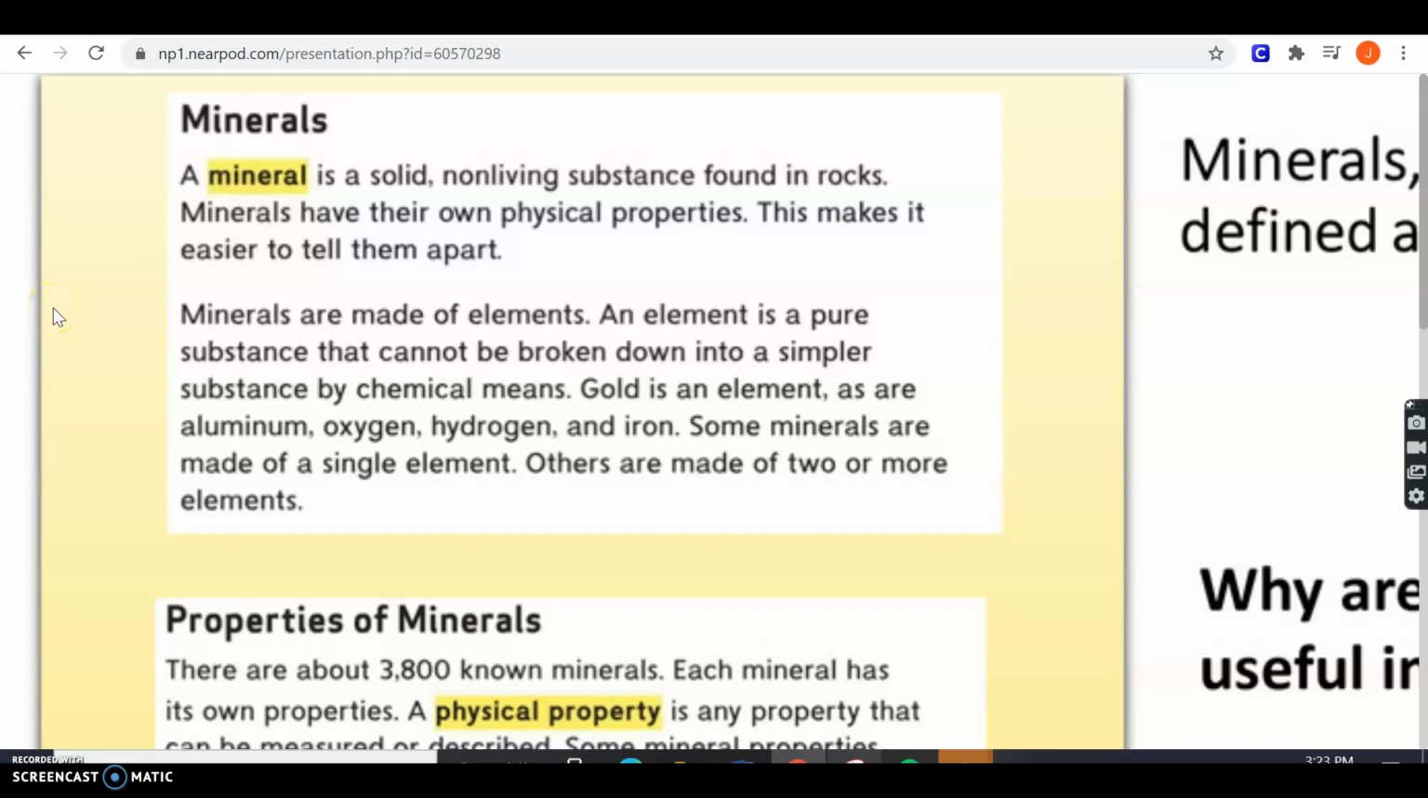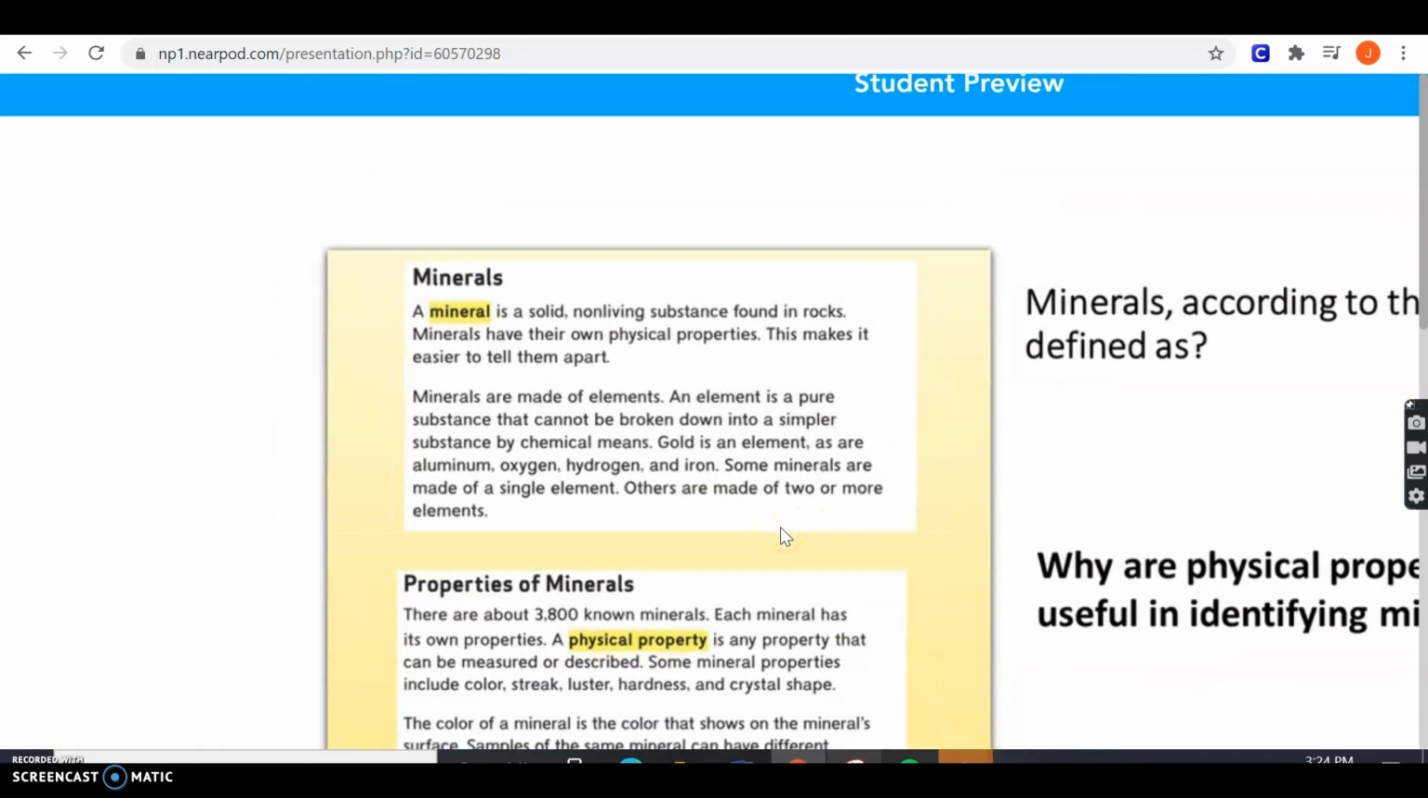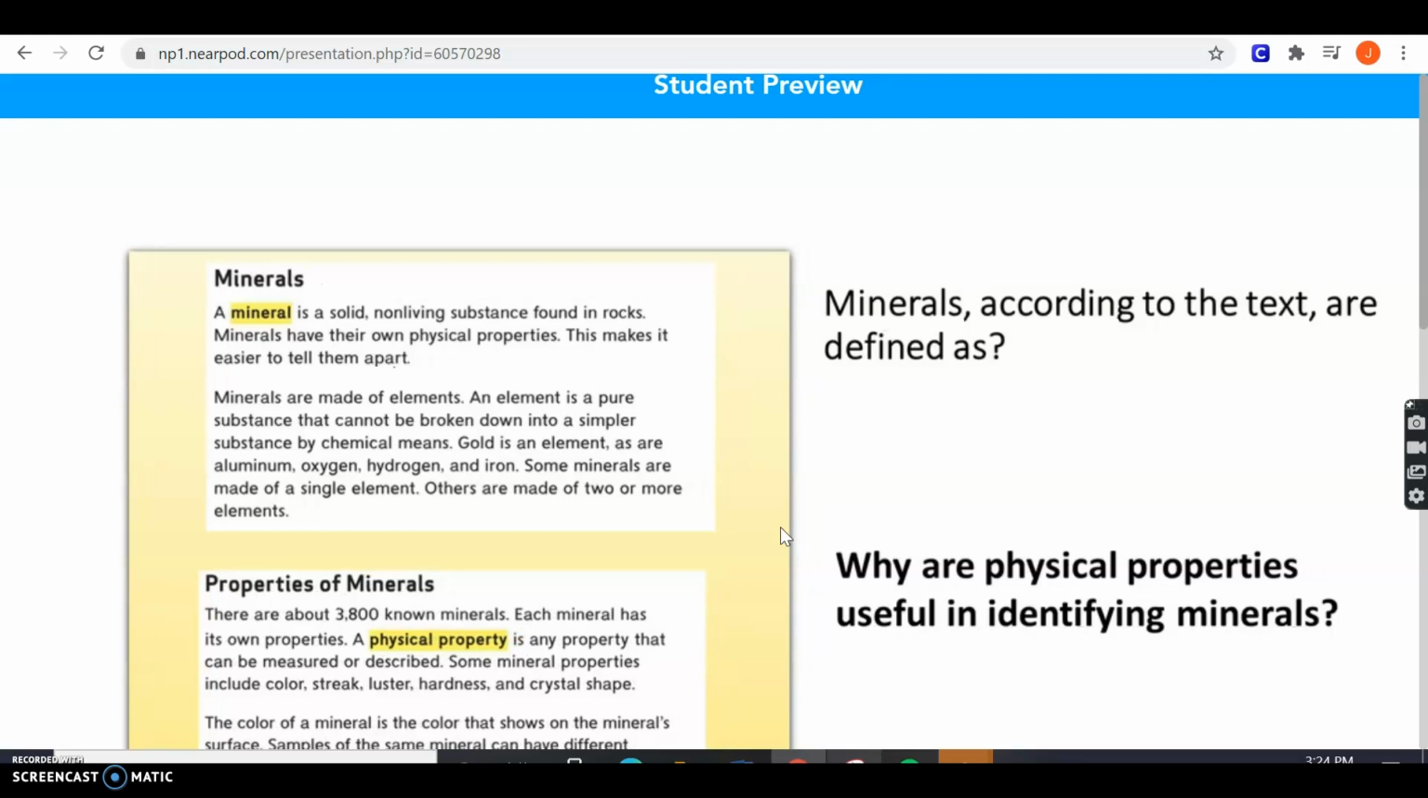All right, so we have some reading to do today. You guys can go ahead and read along with me on the video, or you can read this in your SLAG. We're going to be reading and then answering 2 questions on the following slide. So before we read, let's read our questions so that we know what we're looking for.